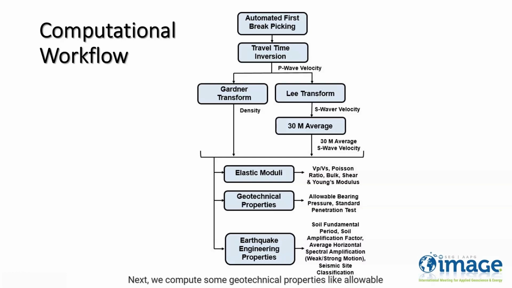Next, we compute some geotechnical properties like allowable bearing pressure and standard penetration test. And finally, we compute earthquake engineering properties such as soil fundamental period, soil amplification factor, average horizontal spectral amplification for weak and strong motion, and finally seismic site characterization based on some building codes.